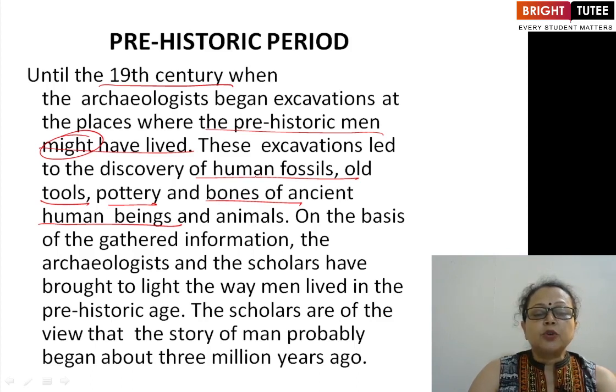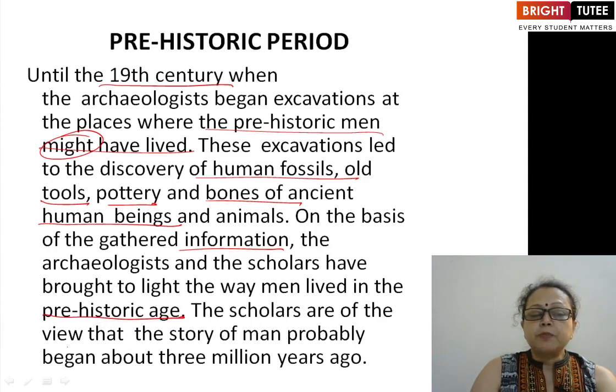So they try to give us knowledge, to give us information about the human existence on the earth by studying the bones of ancient humans and animals, the tools which they used, and human fossils. All these they have studied in great detail. On the basis of the gathered information, the archaeologists and the scholars have brought to light the way men lived in the prehistoric age.